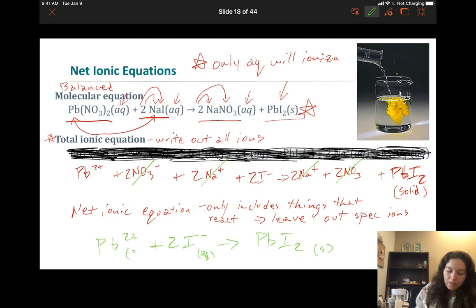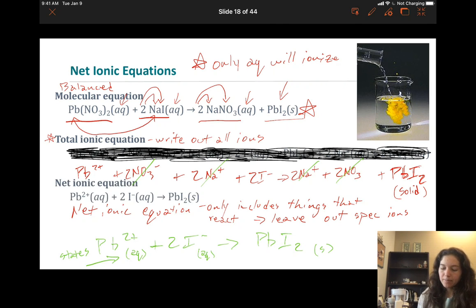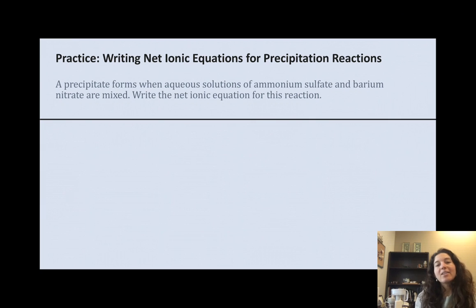I'm going to write the states here as well. You should also write states for your net ionic equation so that we can see if it's aqueous or solid. Okay, so now it's your turn. There's a precipitate that forms whenever an aqueous solution of ammonium sulfate is mixed with barium nitrate. It asks you to write out the net ionic equation for this reaction.